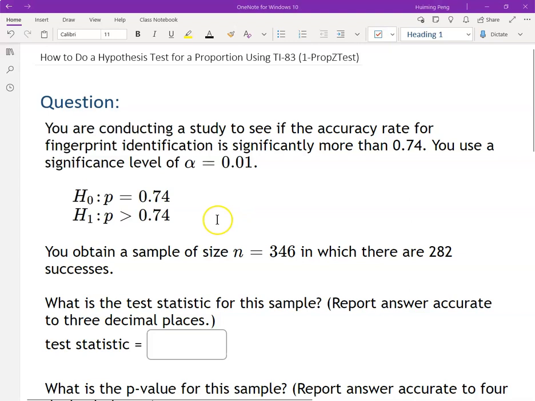Now we perform a hypothesis test. The first question, we need to find the test statistic. Our test statistic is the z statistic. That's why we have the name one proportion z-test. Now let's get a calculator.